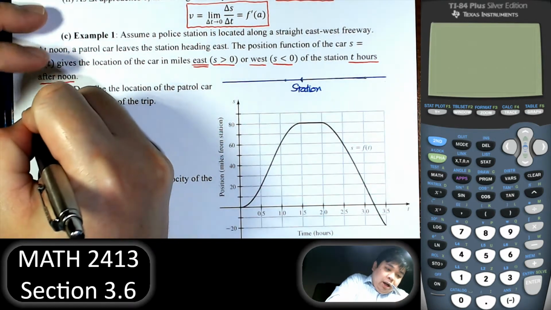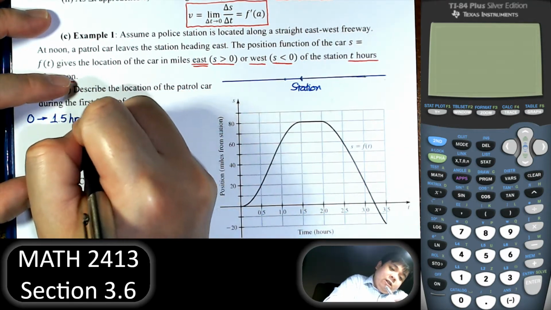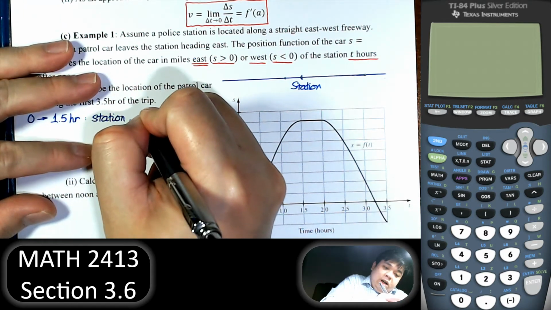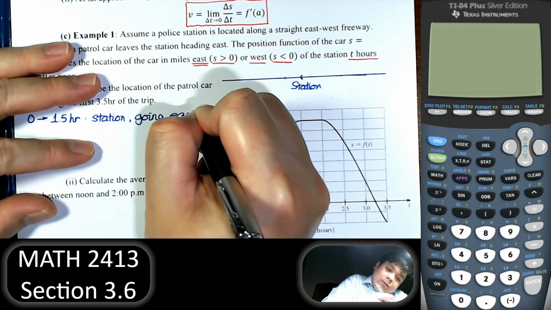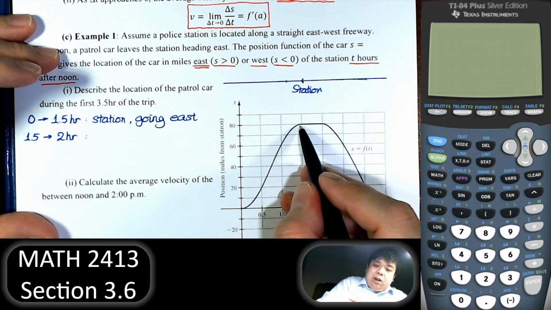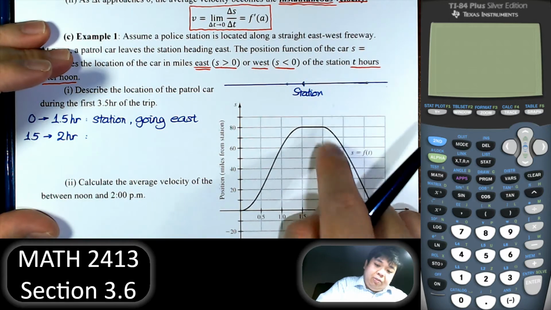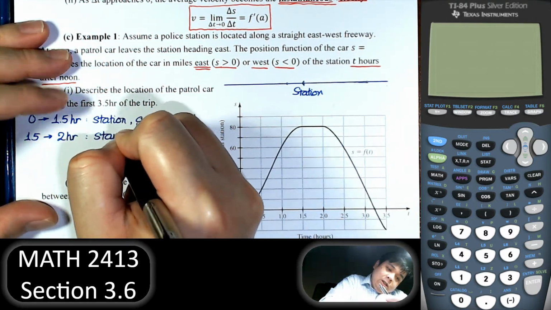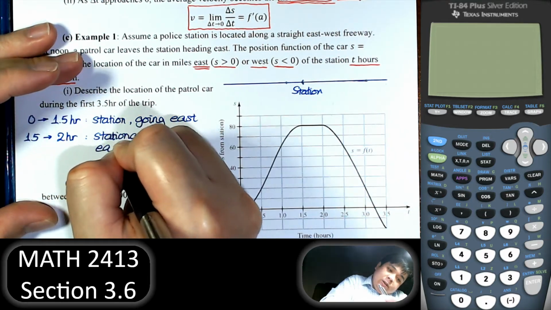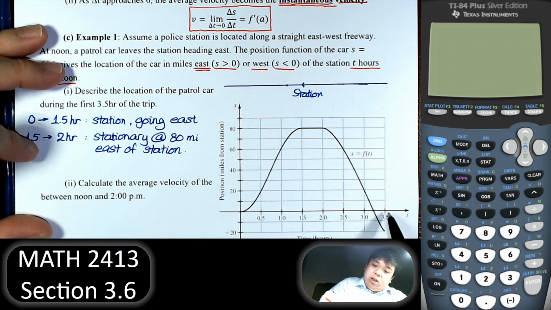So we say from 0 to 1.5, of course, we're talking about hours, the car starts from the station, going east. And then from 1 hour and a half to 2, the car is at 80 miles east of the station, stationary. So the car is not moving for half an hour. Stationary, at 80 miles east of the station. And then from the 2 hour mark to 3.5.